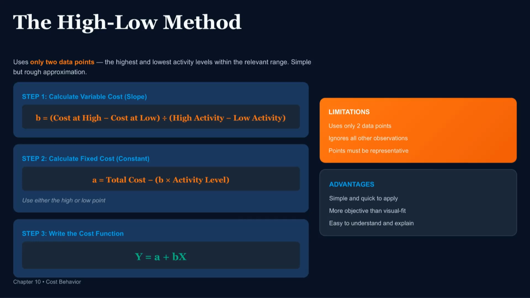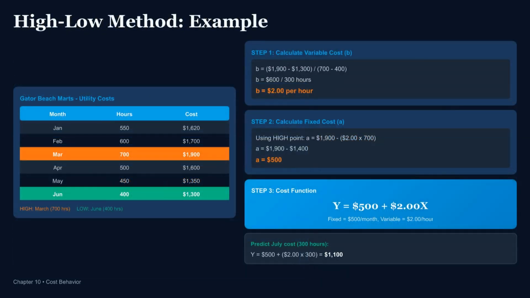A closer look. In this practical example from Gator Beach Marts, the high-low method comes to life. Observe the table highlighting March as the high point and June as the low point. Calculate the variable cost by dividing the cost difference by the difference in hours, then derive the fixed cost from the high point data. Finally, use the resulting cost function to predict future expenses.